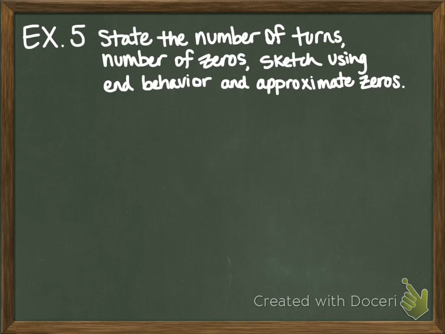Okay, number 5 wants us to find the number of turns, the number of zeros, sketch using the end behavior, and to approximate the zeros. So we're going to find out everything we can about this equation, and then we're going to graph it. So x cubed plus 3x squared minus 4x minus 12.